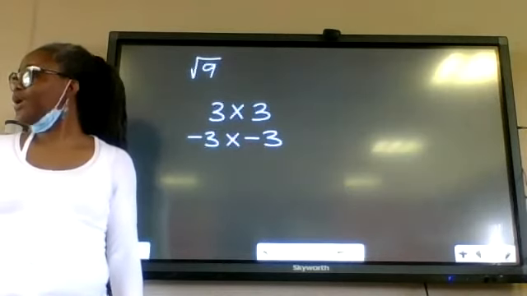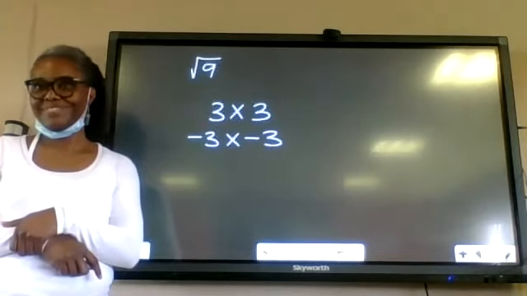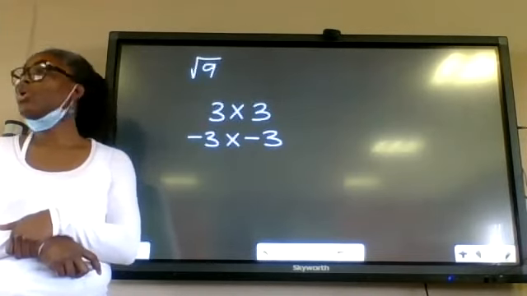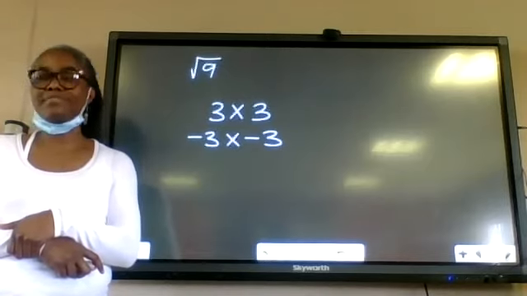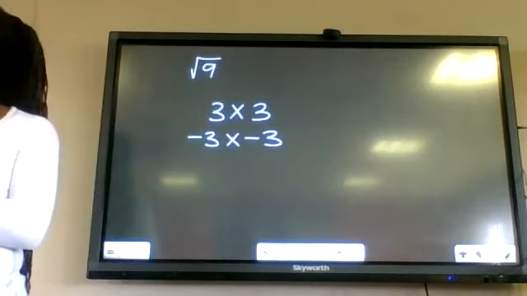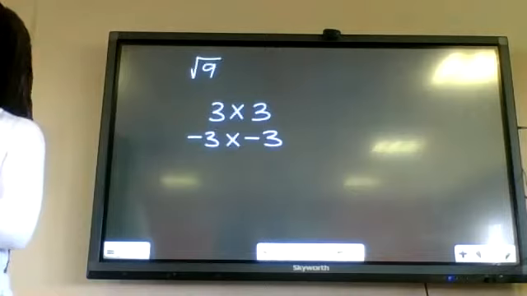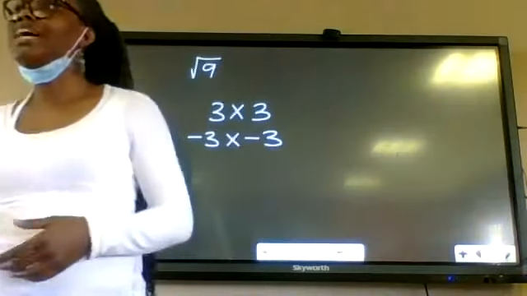So the square root of 25 is what? 5 or negative 5. Does it make some sense? Yes. So a square root can be positive or negative.